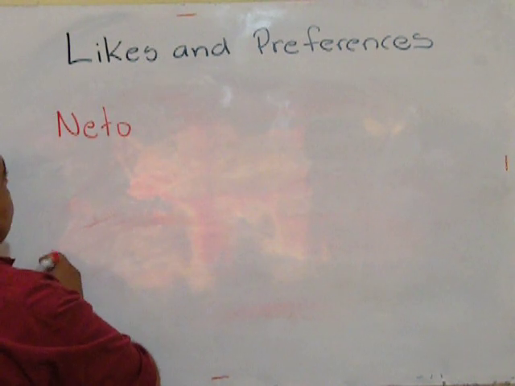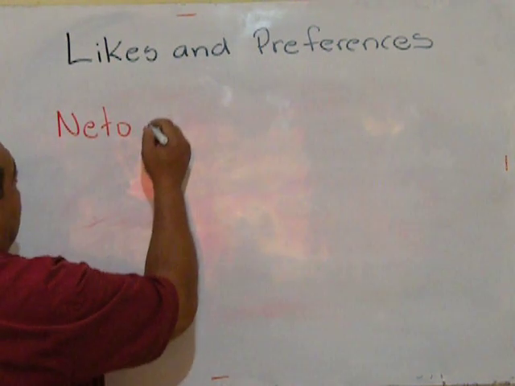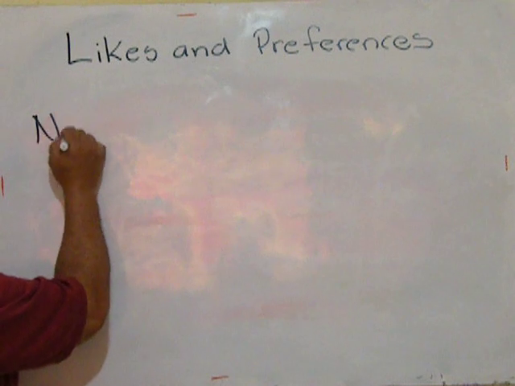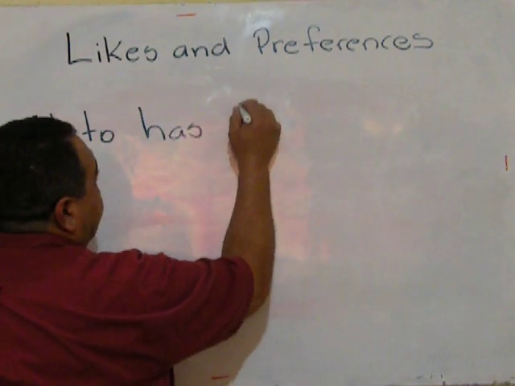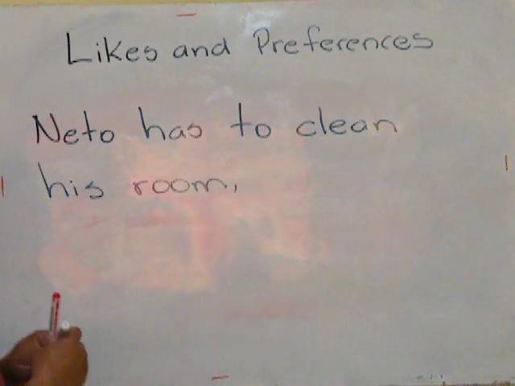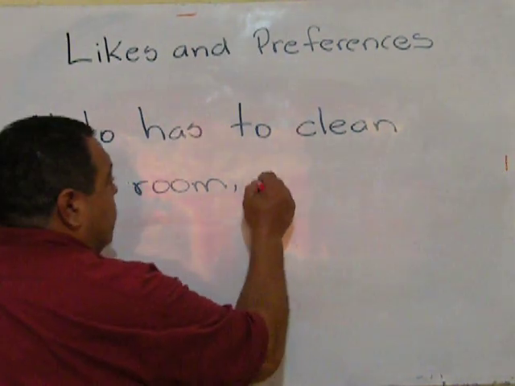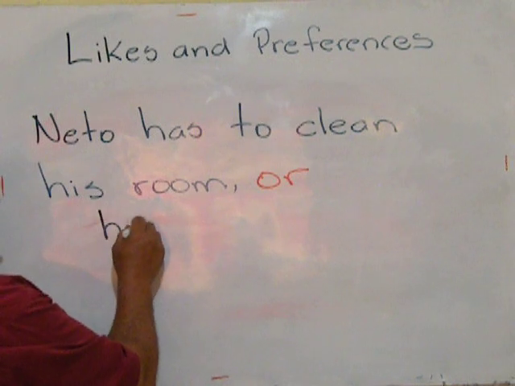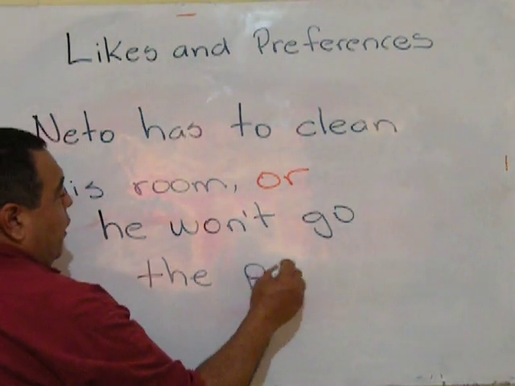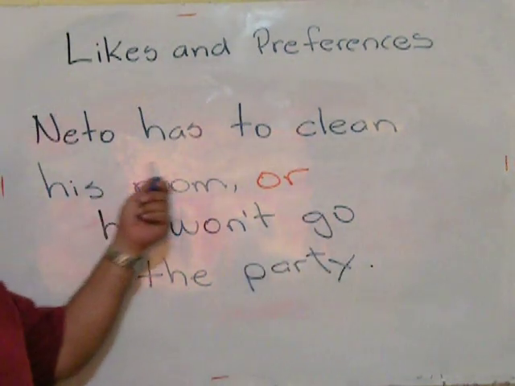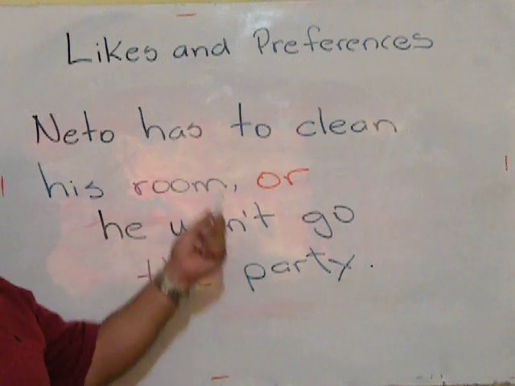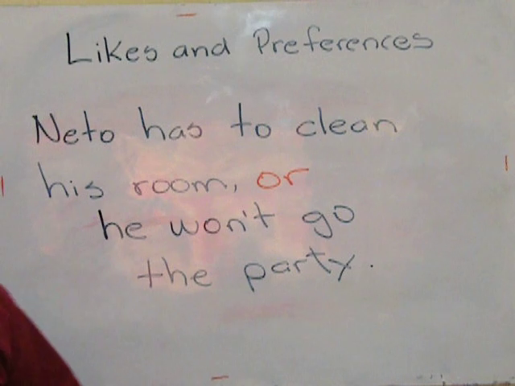Neto has to clean his room or he won't go to the party. Okay? Neto has to clean his room or he won't go to the party. So we have the choice right here. O limpia su cuarto o no va a la fiesta. Or. Okay? Let's move to the last one.